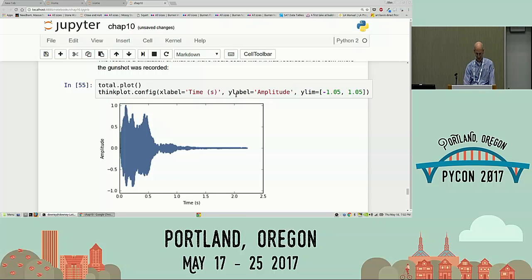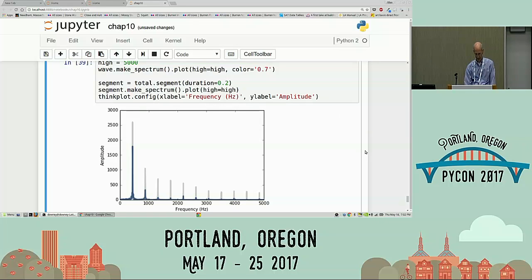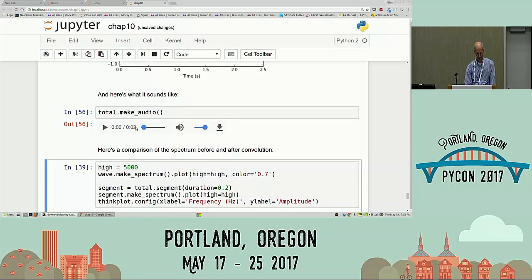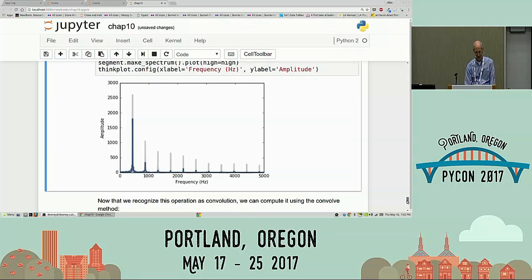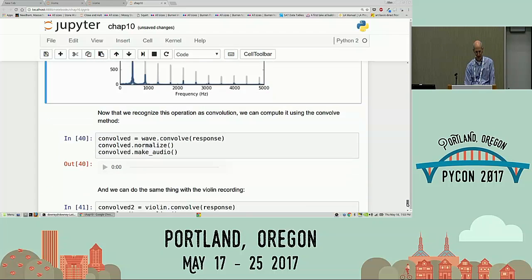Let's see. Oh, sorry, that was still the beep. Oh, sorry, that was a very short segment of the violin. I had to do a very short segment of the violin because this is so wildly inefficient. But that is one note being played in a firing range. And there's what the spectrum looks like.